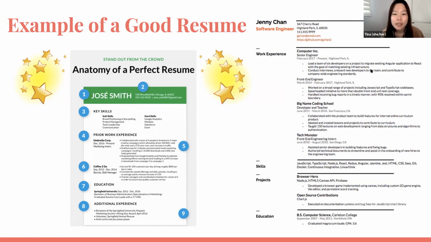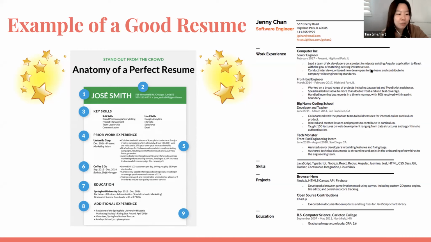But yeah, and then skills. So you can see this person is a software engineer, so the skills that they put are really relevant to the software engineer role, and any projects that they have. And yeah, I think this resume is really a good example of a resume without any kind of mistakes, or generally what a good resume would be.